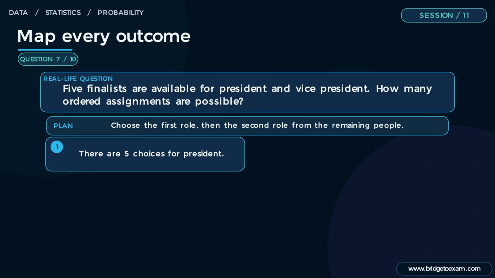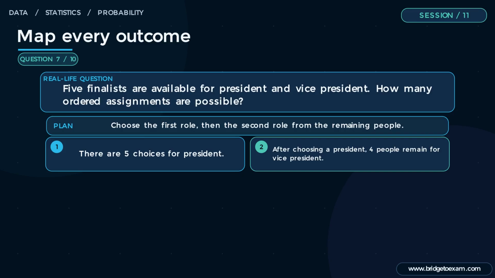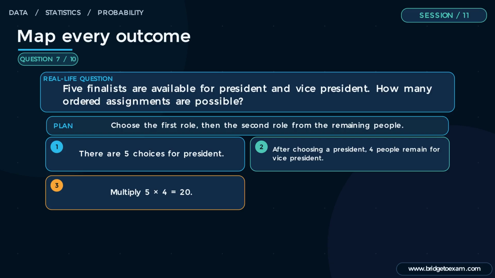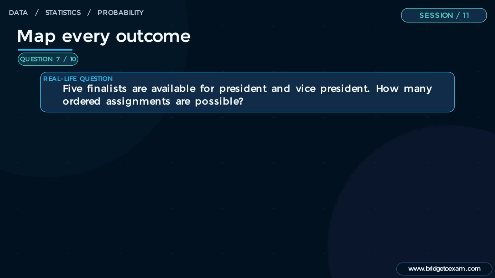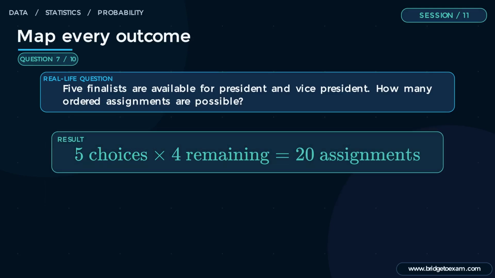Step 1. There are 5 choices for president. Step 2. After choosing a president, 4 people remain for vice president. Step 3. Multiply 5 times 4 equals 20. Step 4. There are 20 ordered role assignments. Quick check. Order matters because swapping the 2 people changes their roles. This matters in real life because organizations use ordered counting when positions or task assignments differ.